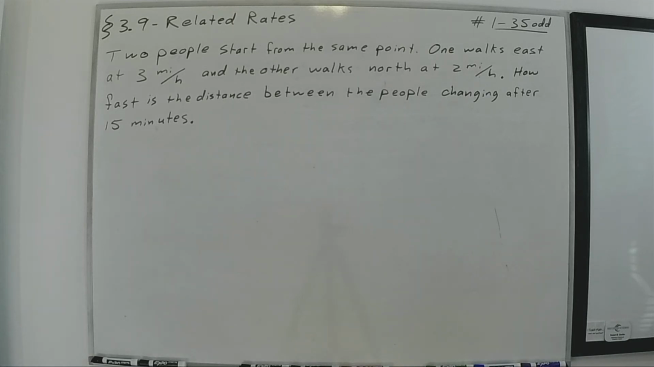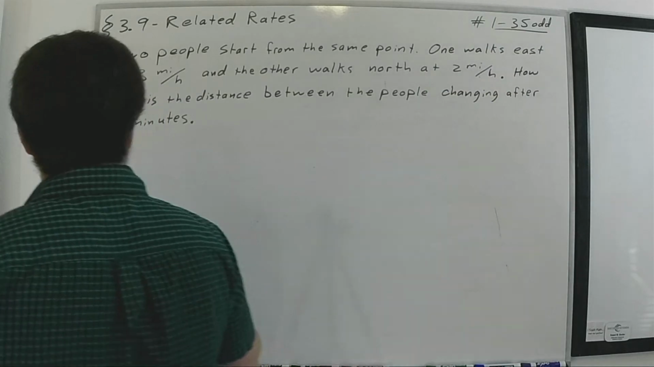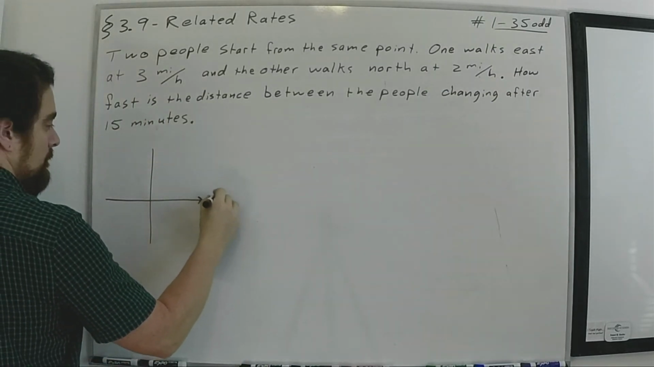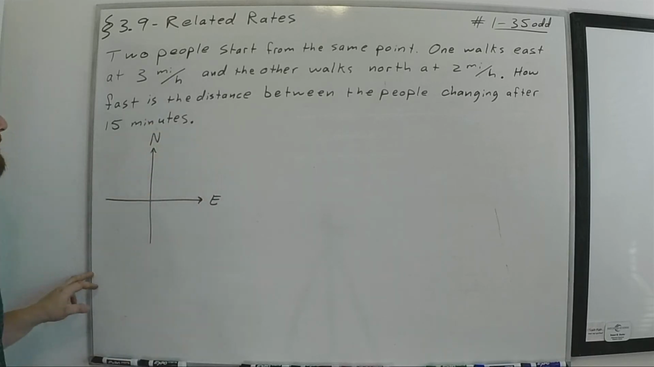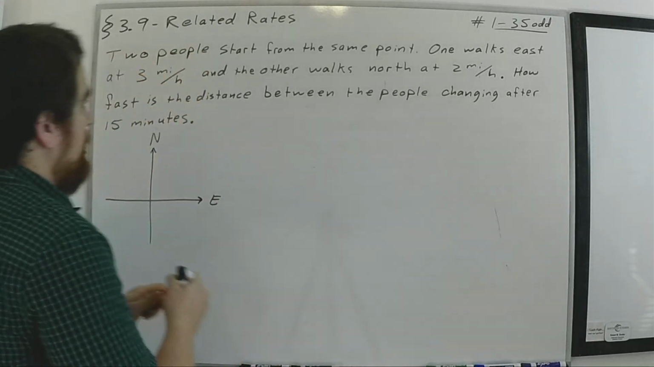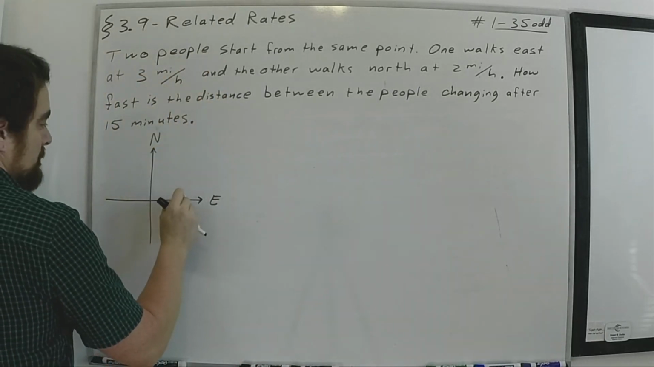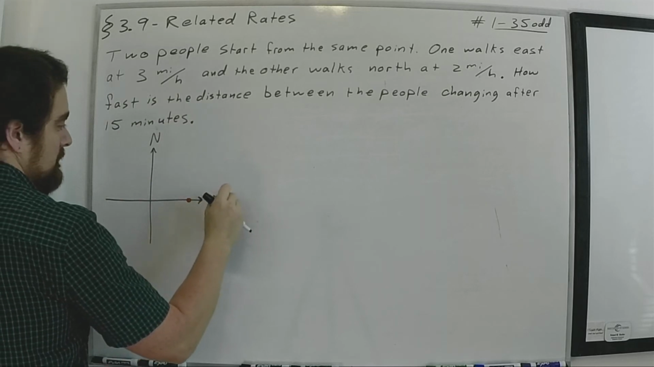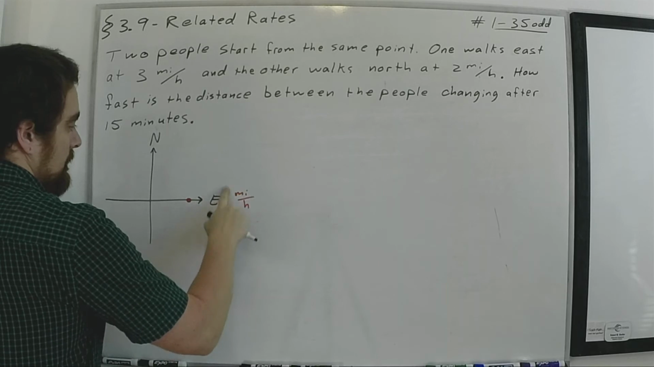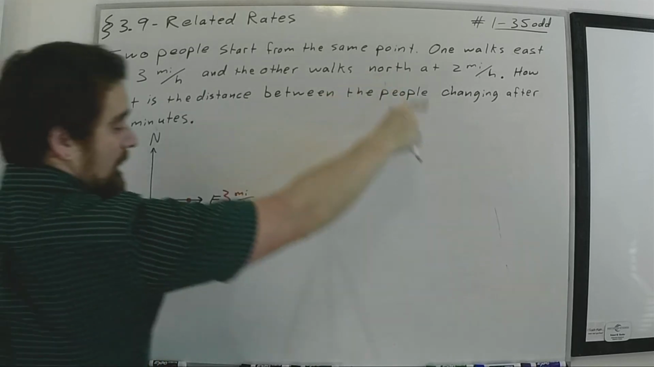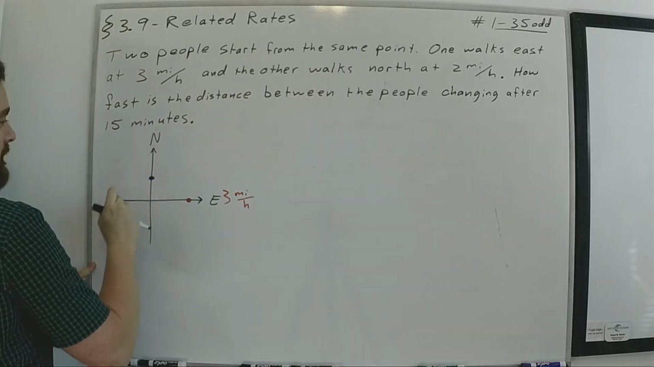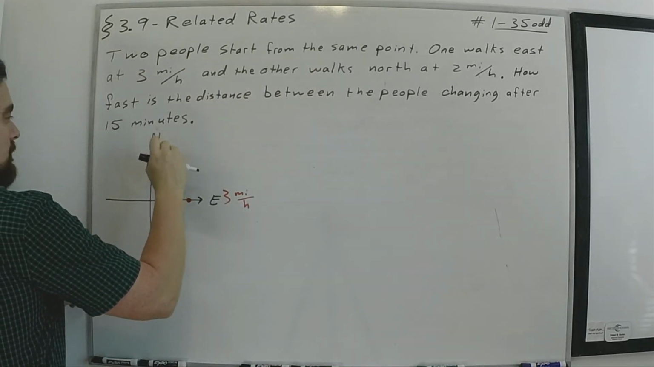First thing to note, really careful here. They told us the rates at which they're walking: one of them's going east at 3 miles per hour. I'm just going to put them here and say there's their rate, 3 miles per hour. And then the other one walking north at 2 miles per hour. And maybe they're not going as fast, so I'll put them here and say that they go 2 miles per hour.